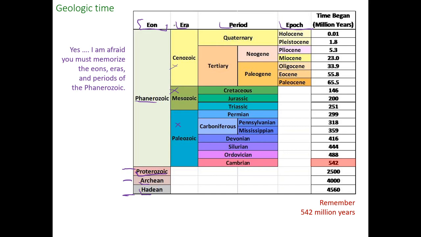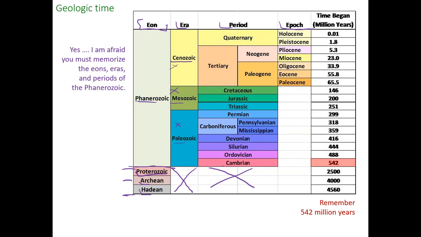Now, we split up every eon into eras. You do not need to know the eras of the Proterozoic, Archean, and Hadean. You just need to know the eon name. You do need to know the eras of the Phanerozoic eon. So you need to know Cenozoic, Mesozoic, Paleozoic. You need to know that eras are split into periods. You need to know the periods of the Phanerozoic, okay? You don't need to know the periods of the Proterozoic, Archean, or Hadean.